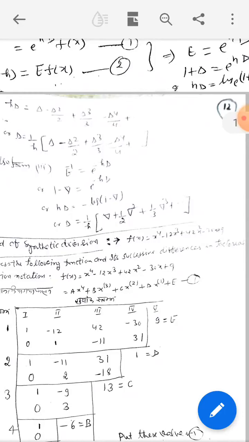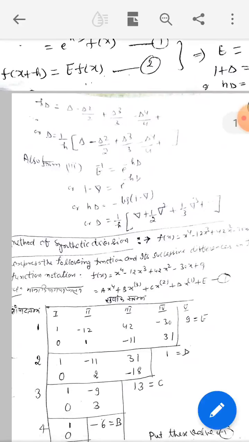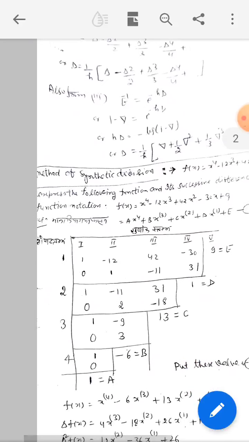We can also define that the inverse displacement operator is equal to e to the power minus hD, and the inverse displacement operator E inverse is equal to 1 minus nabla. So 1 minus nabla is equal to e to the power minus hD, or hD is equal to minus log of (1 minus nabla), or D is equal to 1 by h into (nabla plus half of nabla square plus 1 by 3 nabla cube plus further terms of this).